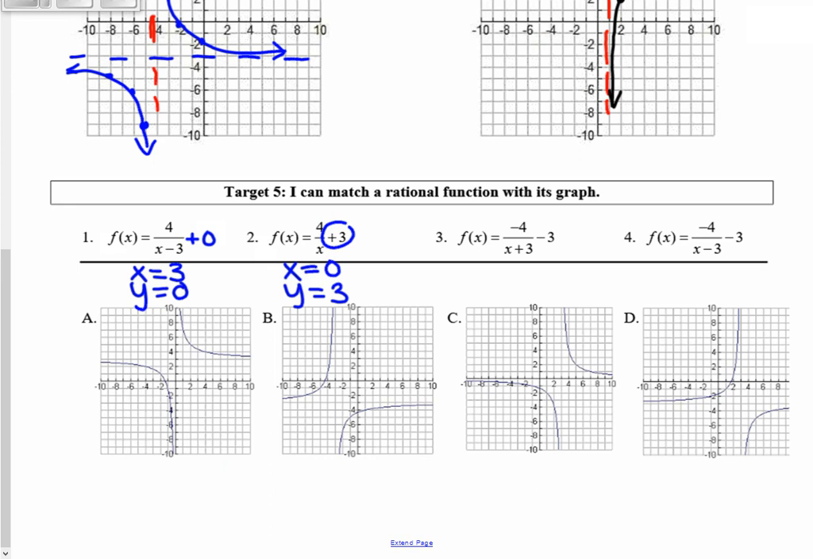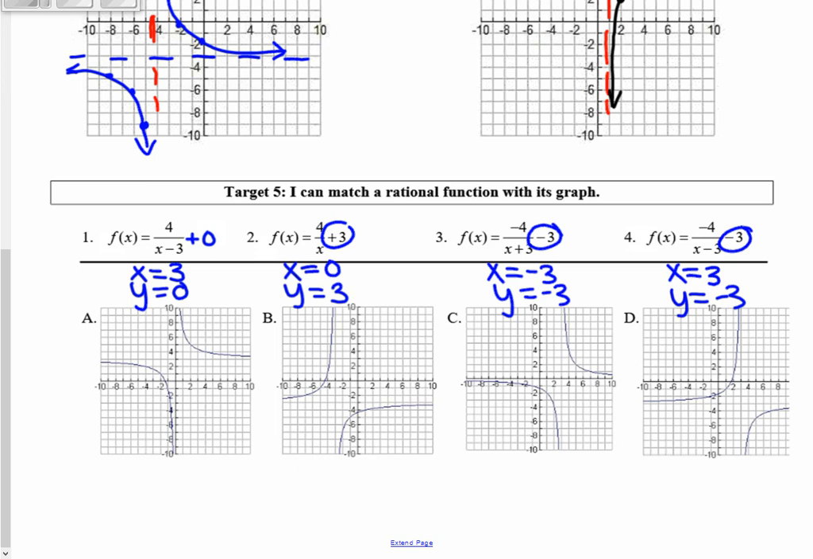For number 3, my vertical asymptote, setting the denominator equal to 0, I get negative 3. My horizontal asymptote is also at negative 3. And number 4, setting my denominator equal to 0, I get positive 3. And my horizontal asymptote is again negative 3.